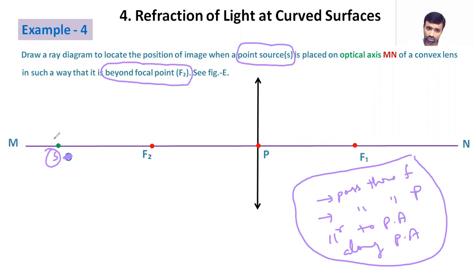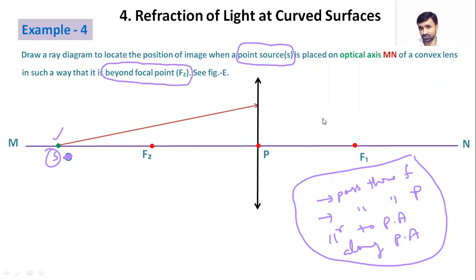From the point source object, yes. Which situation helps you here? Two or only one? Can you take more than one situation here? Not possible. So only one situation is possible, that is along the principal axis, right?